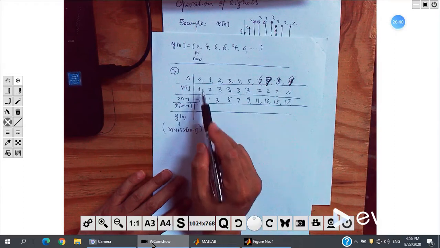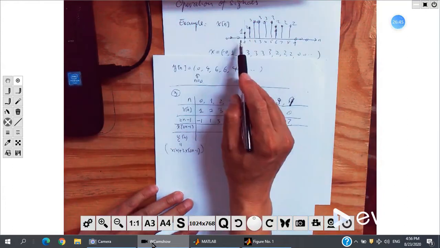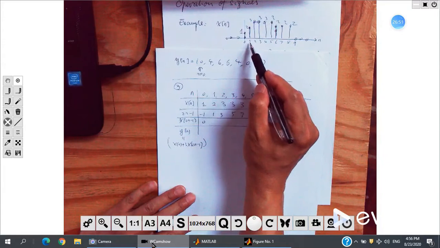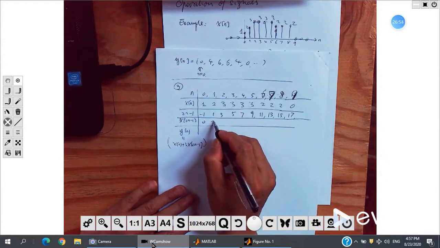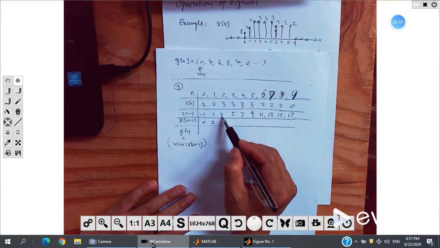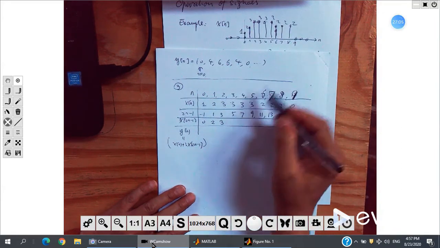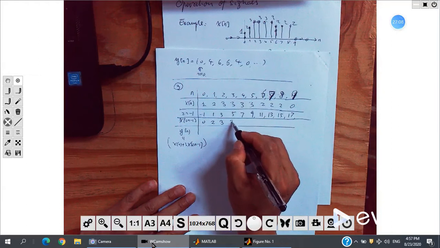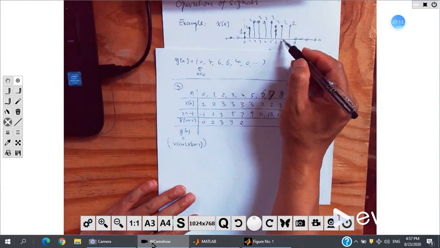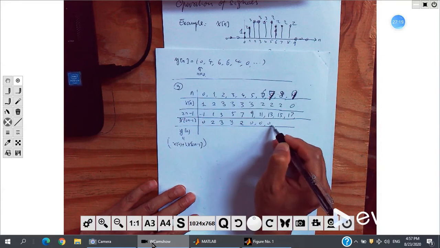Alright, what are the values of x[2n-1]? So here 2n-1 is negative 1, so x of negative 1. X of negative 1 is 0. So here's 0. The x of 1 is 2. X of 3 is 3. X of 5 is 3 again. The x of 7 is 2. X of 9 is 0. Oh, then the rest must be 0, right? Even larger n's, they're zeros.